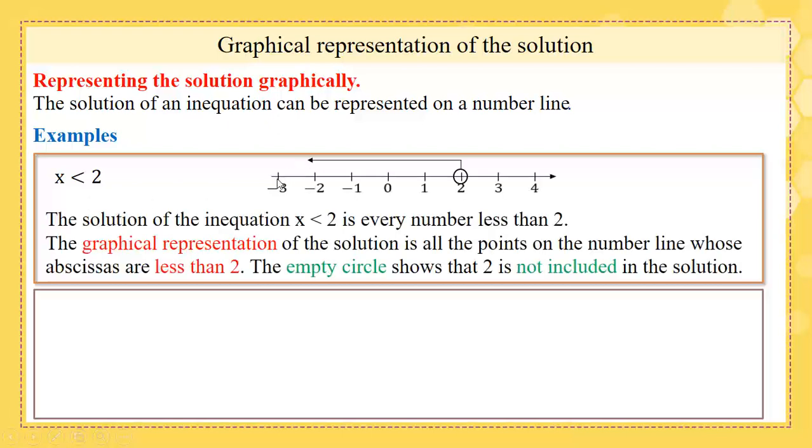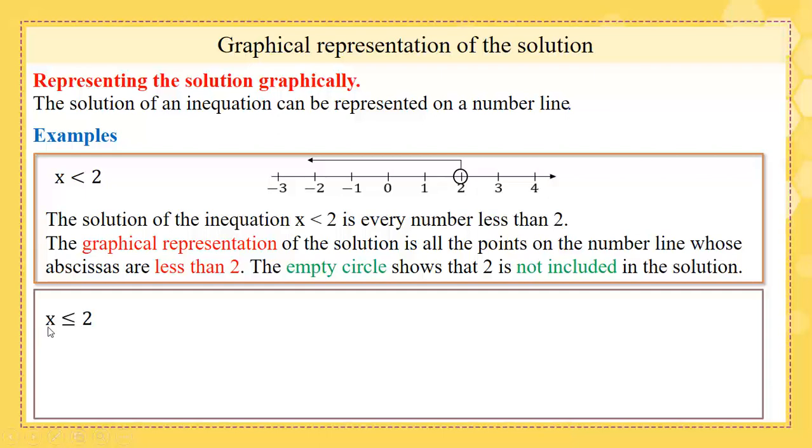First of all, we draw the number line, then we locate 2 on the number line. When we say x is smaller than 2, the numbers that are smaller than 2 are located to the left of 2 on the number line. So we draw an arrow to the left. Since 2 is not included in the solution, we draw an empty circle around the number 2.